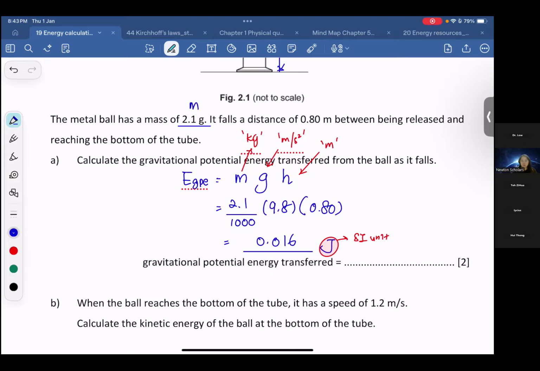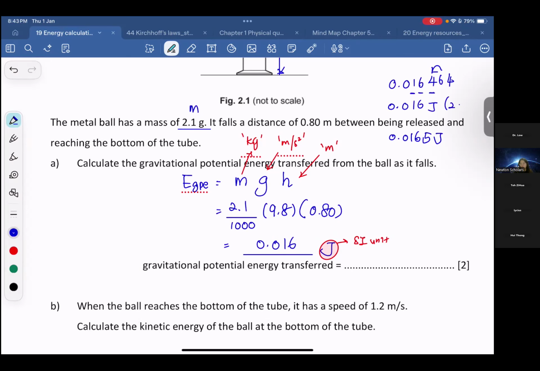If I use two significant figures, my final answer in the calculator is 0.01646, so for me two significant figures is 0.016. For three significant figures, we add one more digit, and the 6 rounds up, so we get 0.0165 joule. This is two significant figures, and this is the answer for three significant figures. Either one you can choose.